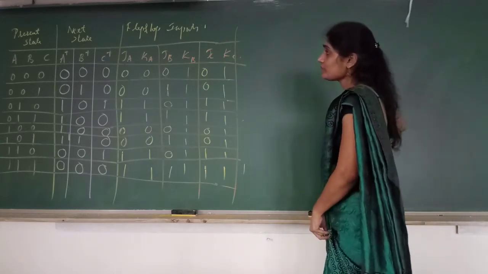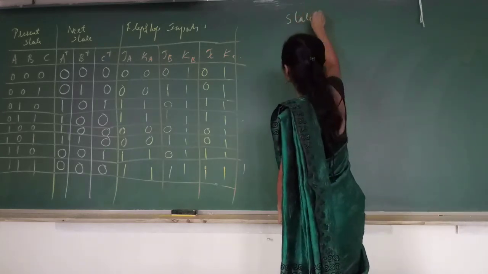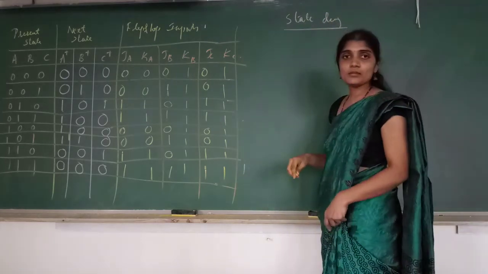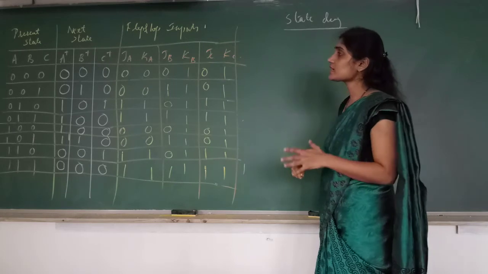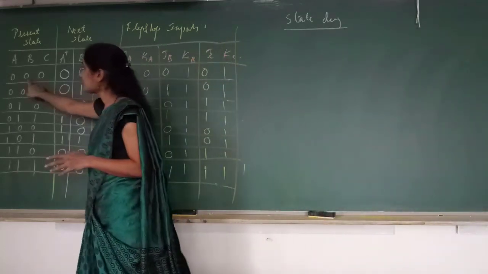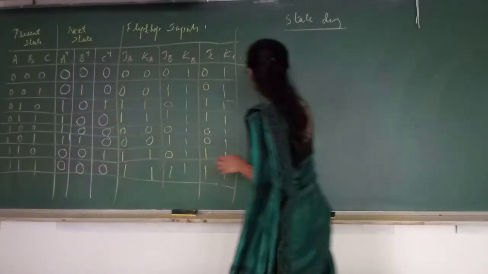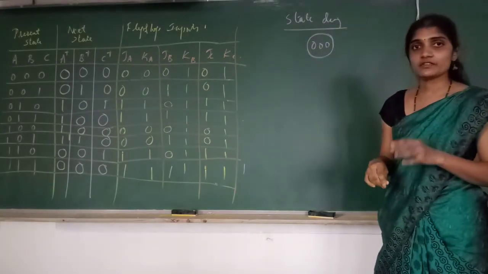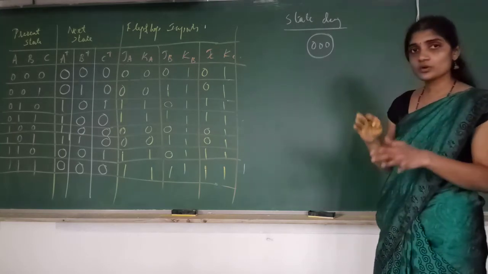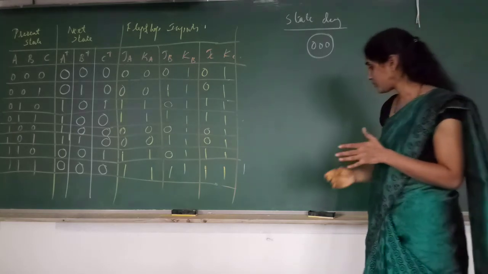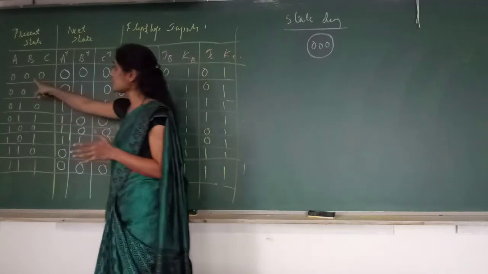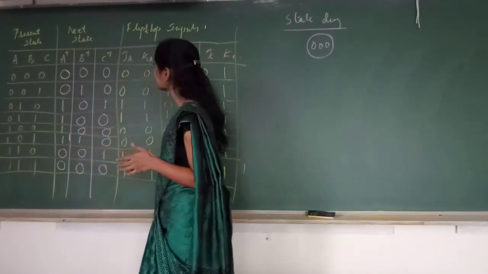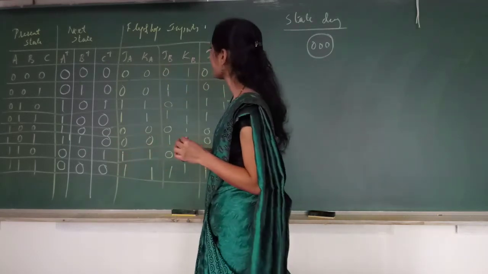Okay, state diagram. How to start the state diagram? Start from the first state, 0 0 0. Assume your counter is in the first state, that is 0 0 0. If the present state is 0 0 0, what is the next state? I'm sorry, somewhere we have gone wrong. Okay, we made a mistake.